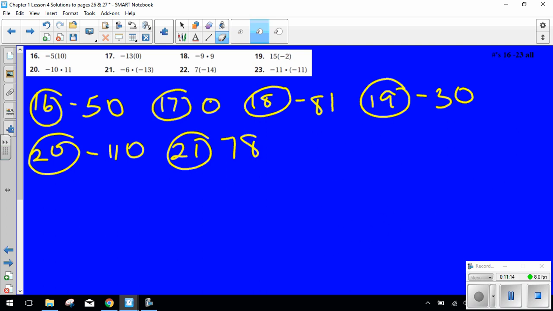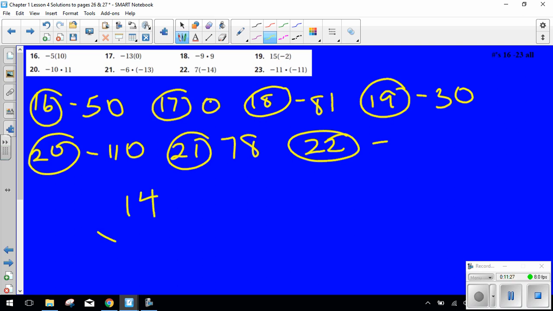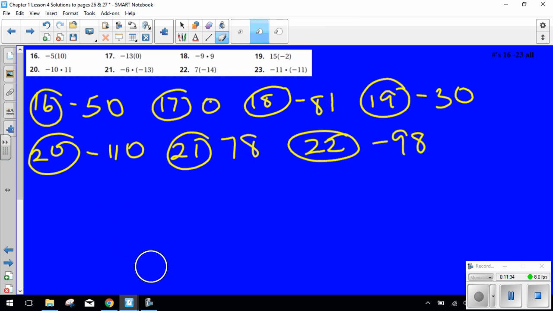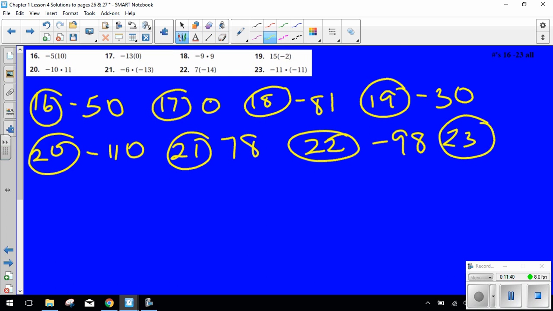Okay. For 22, I have a positive times a negative. The signs are different, so my answer is negative. And then 14 times 7 is 98. So I get -98. All right, and for number 23, let's see what we got here. I have a negative times a negative, so the answer is positive 121. If you wrote 111, it's a common mistake, but not correct.